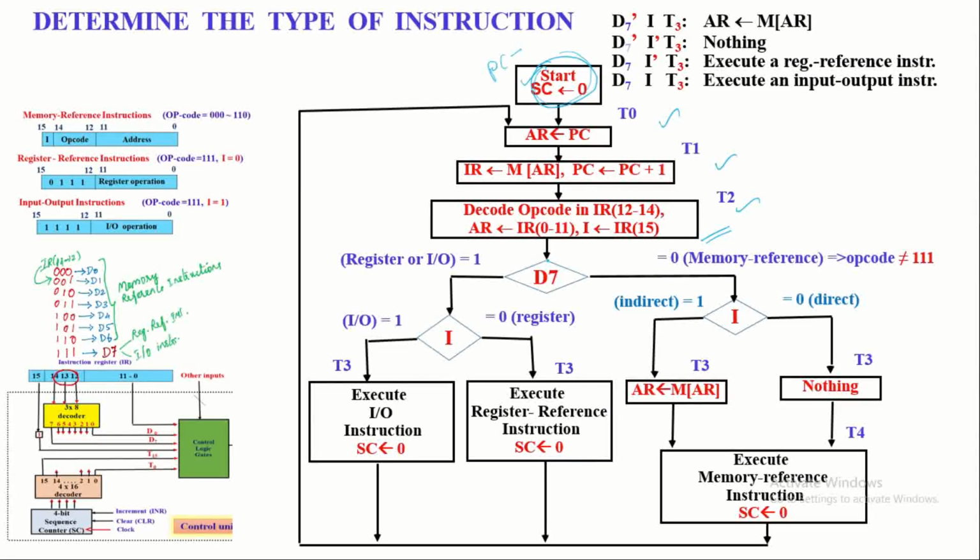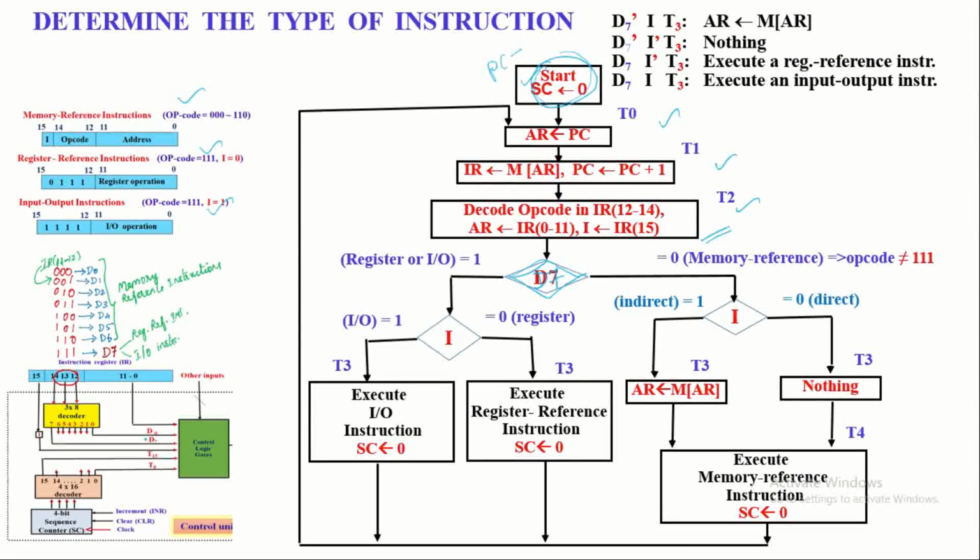Let us now discuss the type of the instruction. How can we determine the type of the instructions? We know very well there are three types of instructions we have already learned in the basic computer. Those are memory reference, register reference, and input output instruction. After the decode operation of the instruction, if the D7 output line of the decoder is set to 0, then it is known as a memory reference instruction.